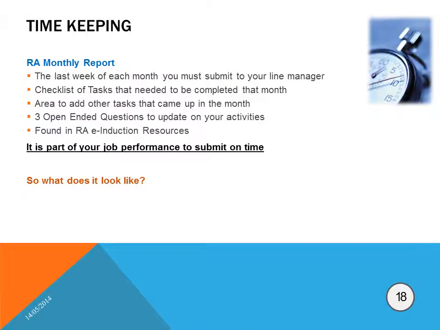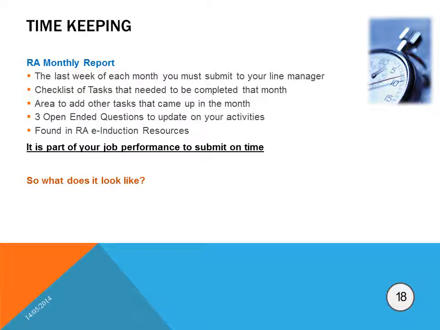As a main way to keep in touch with your line manager and keep track of your performance throughout the year, we will be using the RA monthly report. At the end of every month, you need to fill out the corresponding monthly report found under the induction resources. The report will be saved on e-induction, where your line manager will be able to access it and use it as a starting point during your one-to-one meetings.